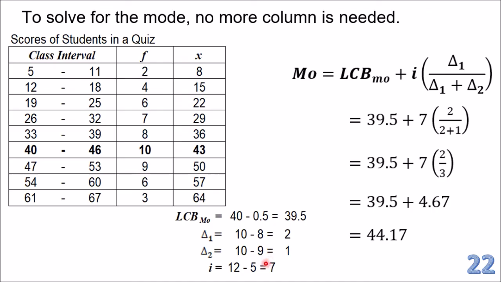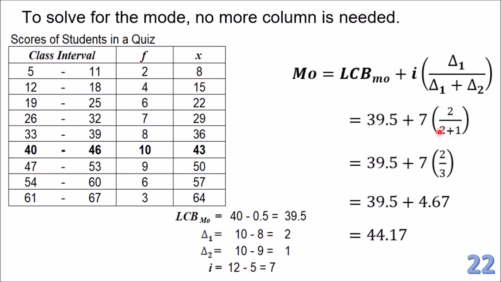Now we are ready to substitute these values into our formula. So mode equals LCB of the modal class and that is 39.5. And dito sa solve natin dito, I is 7. Okay, nandyan. Delta 1, andito, 2. Delta 1 is 2 din. So, andito, 2. Delta 2 is 1. So, nandyan. And then, all we have to do next is to simplify.